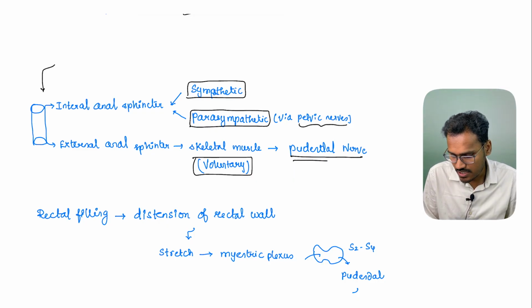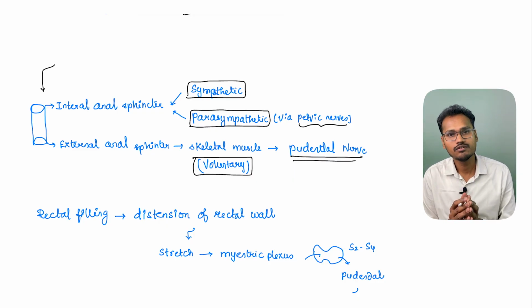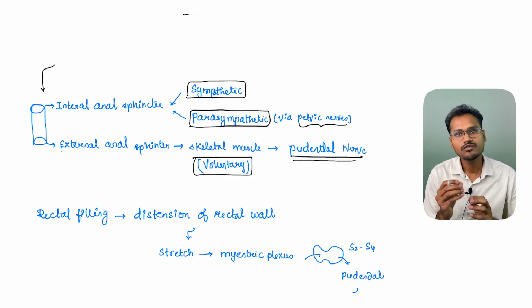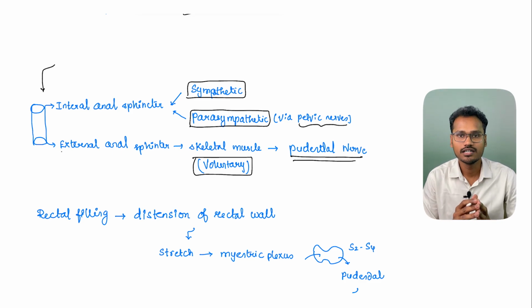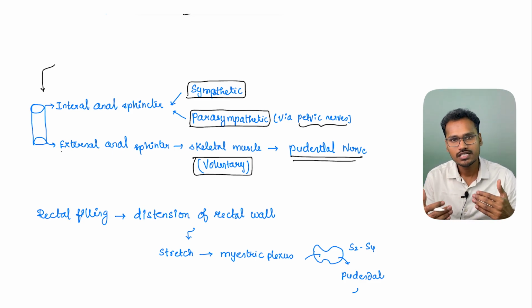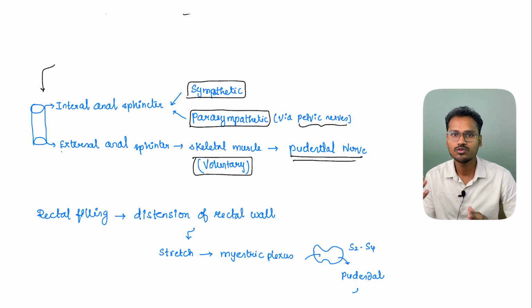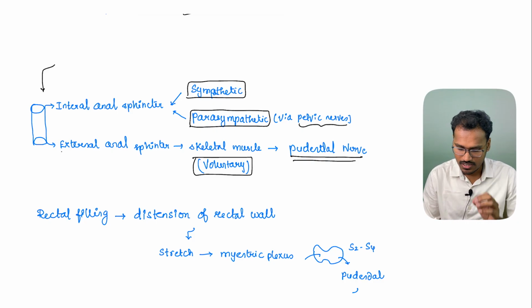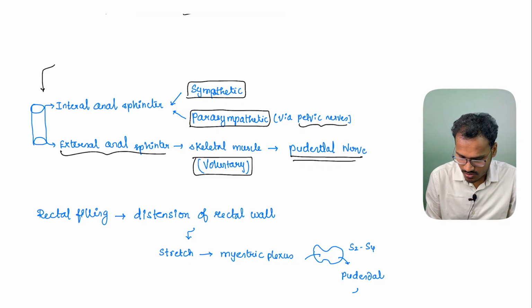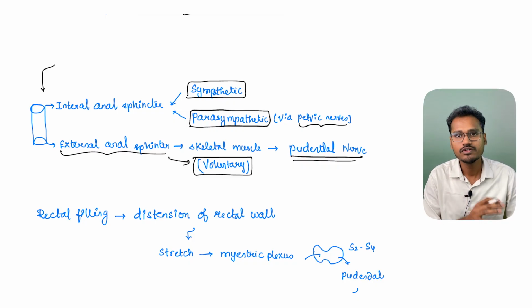nerve. That's why sometimes when you get the feeling of defecation, you are still able to control it for some amount of time. It's not like you can keep on controlling it for a very long period. But generally, when this sensation first comes, if you are in a place where you don't have a proper washroom, you can control it for some amount of time. That is, the external anal sphincter is under voluntary control with the help of the pudendal nerves.